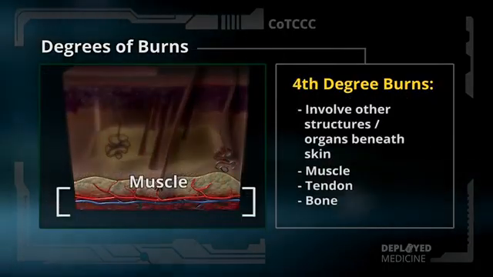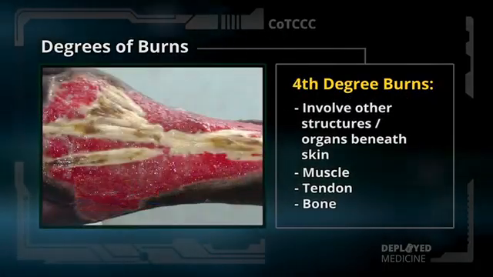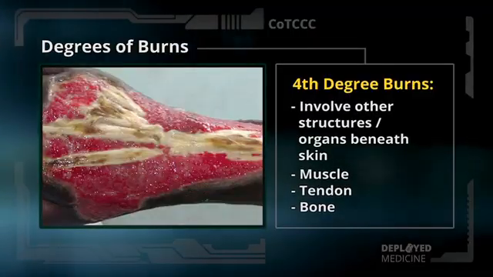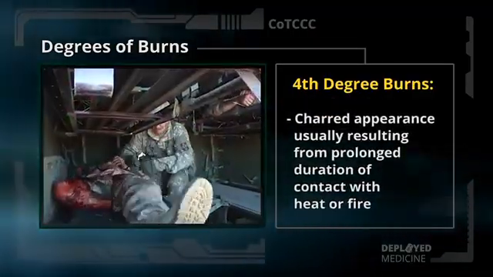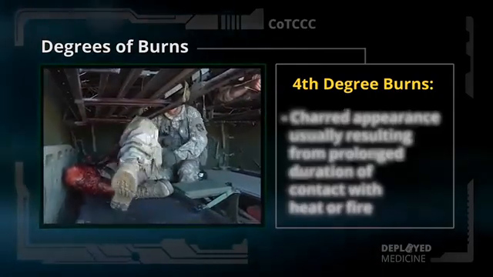Fourth-degree burns involve other structures and organs beneath the skin, such as a muscle, tendon, or bone. They have a charred appearance that usually results from prolonged duration of contact with heat or fire.